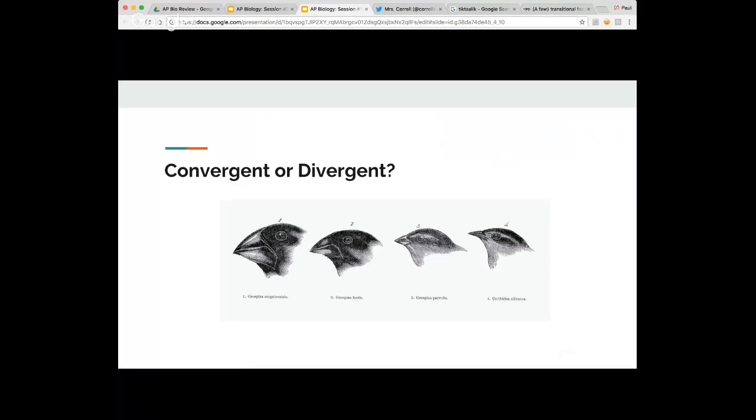Darwinian finches. So we have big beaks and medium beaks and little beaks and tiny long beaks. Is this convergent or divergent evolution? Think for a second. If you're thinking divergent, hopefully it's not just because the last one was convergent. This is divergent. These organisms all share a close common ancestor. Their beaks are all the same thing, just different modifications of that same thing. So that would be divergent evolution.